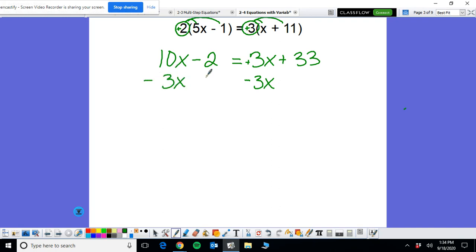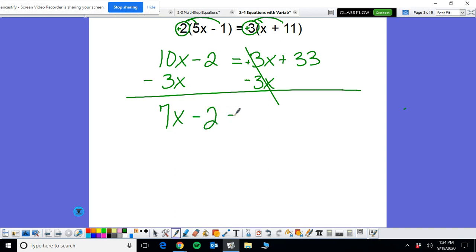You can't take away 3x from 2. I see that a lot. That's gone just exactly like we wanted. That's the whole purpose why we did it. Let's put these x's together now and get a 7x minus 2 equals 33.